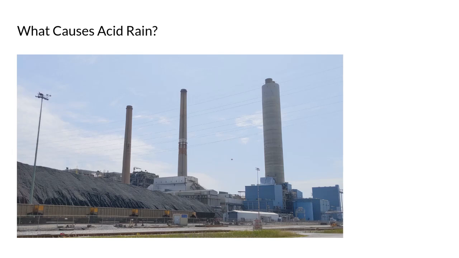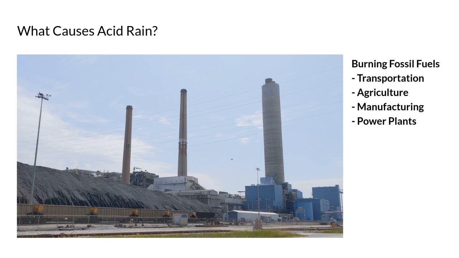We're going to take a few minutes to talk about what causes acid rain. So acid rain is in a very small part naturally occurring, but when I say a very small part, I mean a very, very small part. The acid rain that damages the environment and damages man-made structures is caused by humans. And humans cause acid rain by burning fossil fuels.